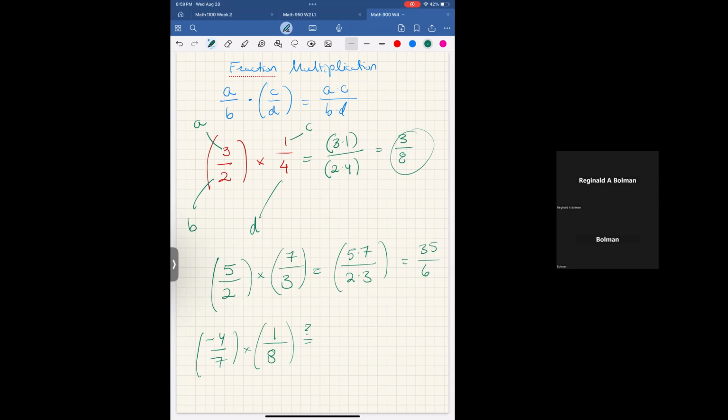We're going to take the top numbers, we're going to multiply them across the top, and we're going to take the bottom numbers, we'll multiply those across the bottom. So we have a negative and a positive. We know that's going to be a negative. We'll have 4 times 1 on top. We have 7 times 8 on bottom. Note, the 7 is a whole number and it's positive. The 8 is a whole number and it's positive. Yes, there's a negative value in the top, but we're going to associate that negative number only with the 4.